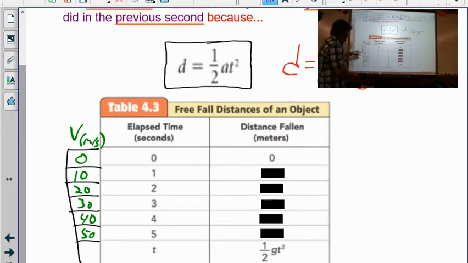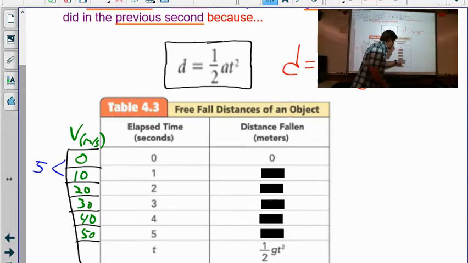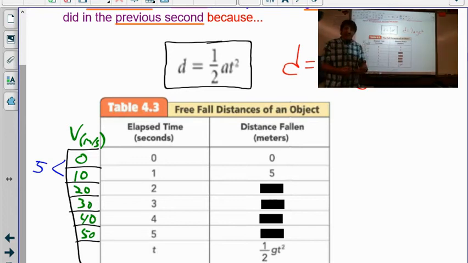So on average, if I look at these two numbers, it was not traveling at 0 or 10. It was traveling halfway between those numbers, and that's 5 meters per second. And if it was traveling at 5 meters per second for 1 second, well, that's how far it traveled, 5 meters. Okay.